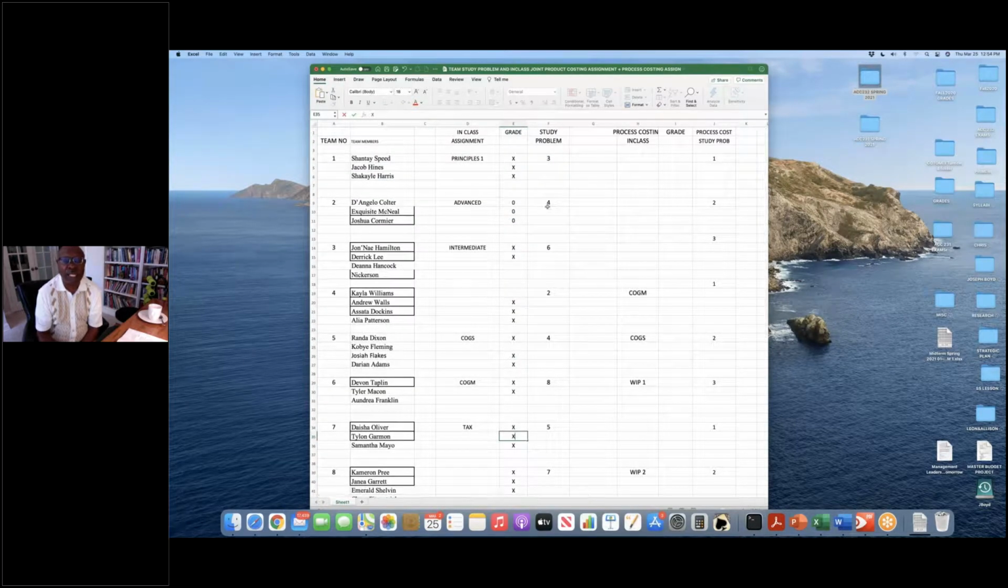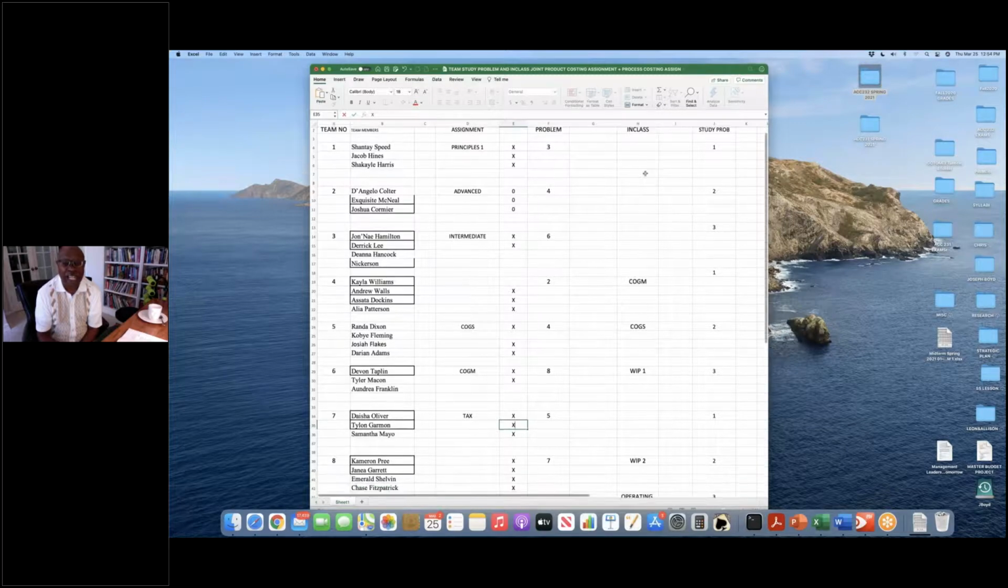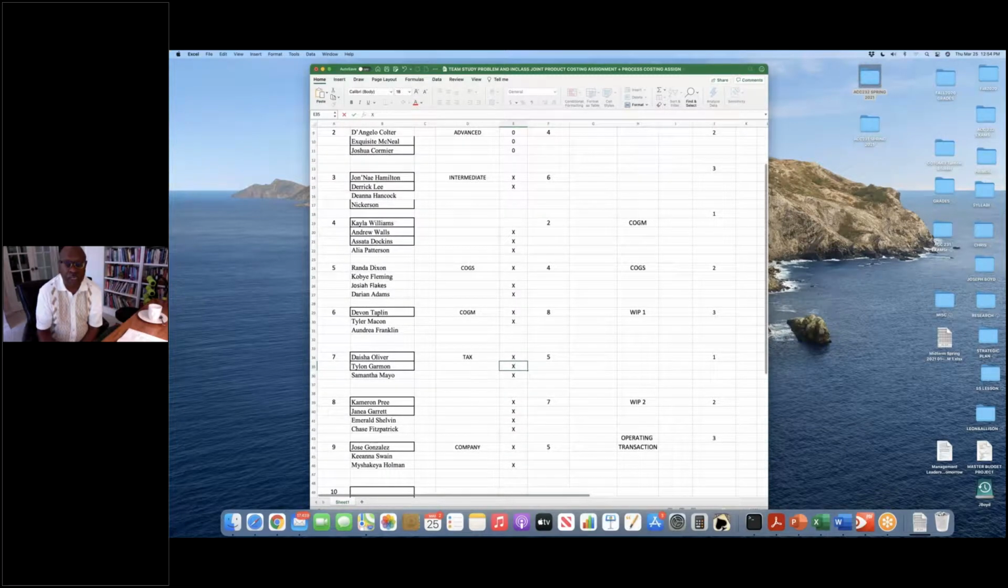It's also showing the process costing in-class problem, which we will start next time. So you all need to read process costing, and make sure you put an X by my name too.